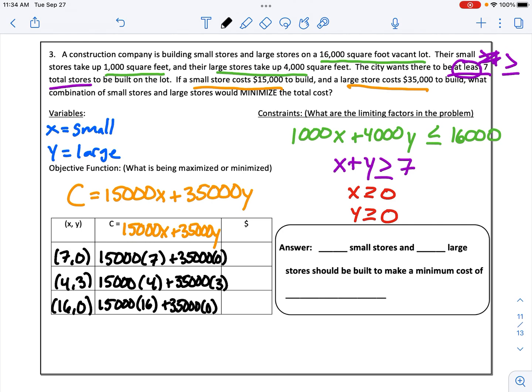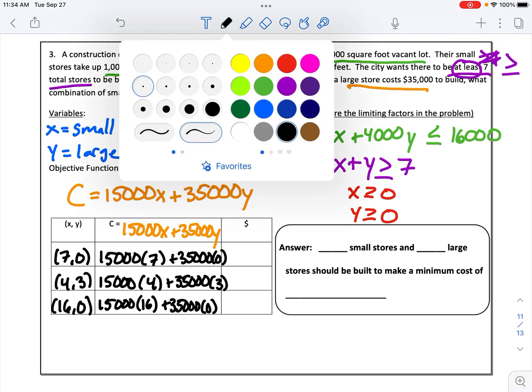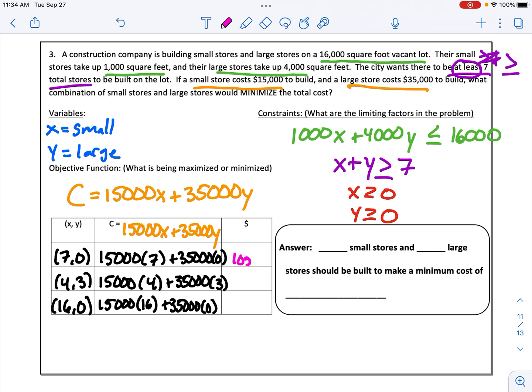All right, so when you plug those all into your calculator, the first one equals 105,000. Second one equals 165,000. And the last one is 240,000. And all those are dollars. So our goal on this problem was to minimize the cost. So minimizing is the smallest. So this 105,000 is the smallest, and that's the 7, 0. So that means for our answer, we're going to have 7 small stores, because 7 is the x, and 0 large stores, because 0 is the y. And that will be a minimum cost of $105,000.